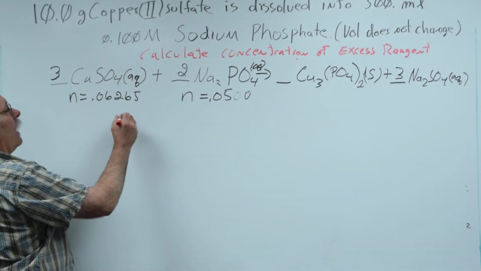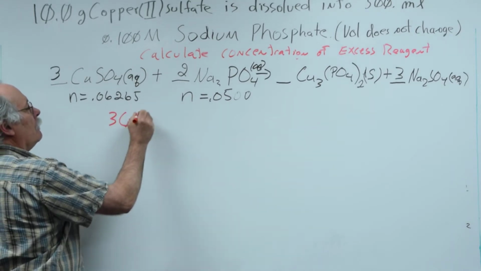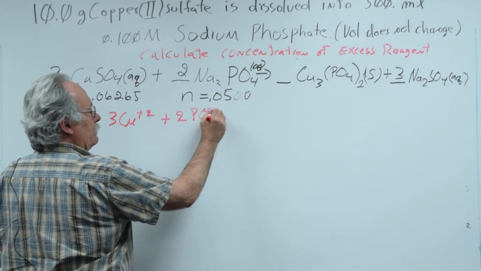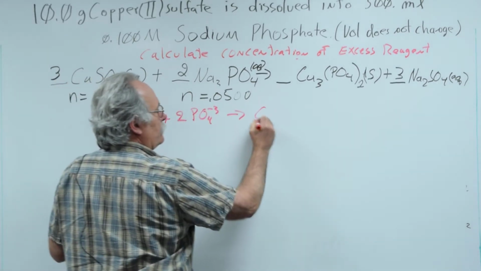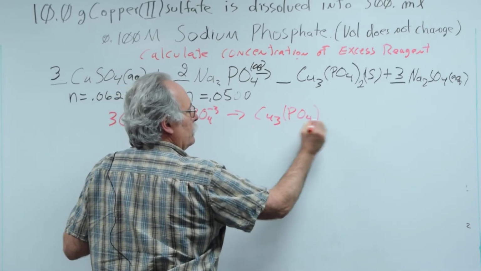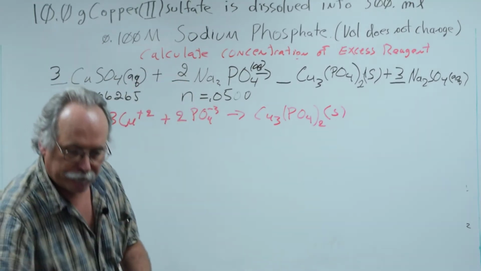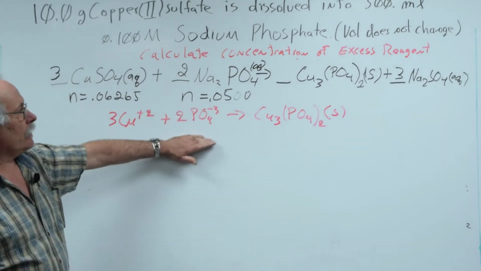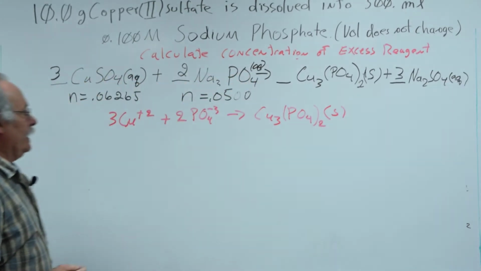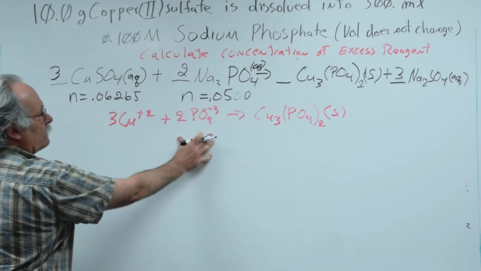So we have 3 Cu2+ plus 2 PO4 3- makes Cu3(PO4)2 as a solid. This is the actual chemistry that's going on, and the sodium ions and the sulfate ions are spectator ions. And we want to ask ourselves how much phosphate is left over.